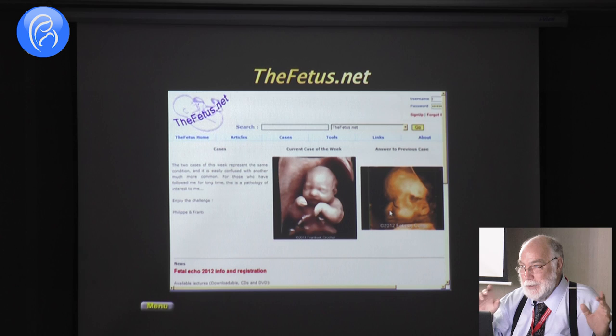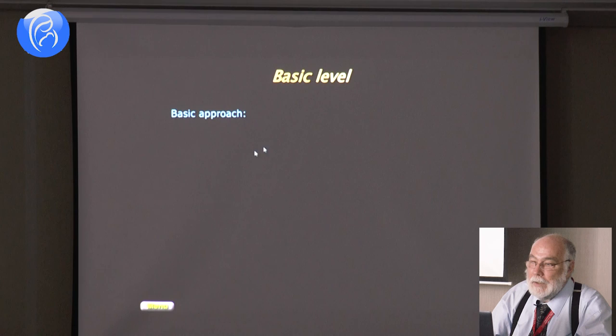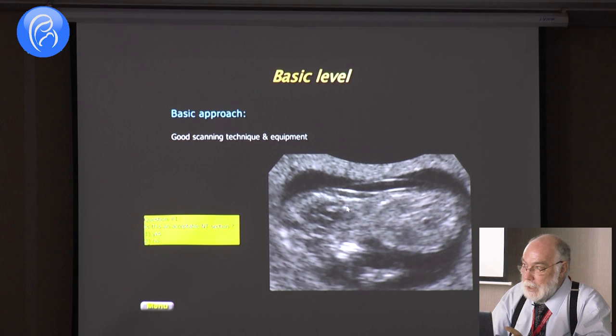So let me go back to putting it all together. And here, there's a basic level to have good scanning technique and equipment. So, is this a good NT scan? Yes, no? No, it's not a good NT scan because it's a leak. So you have to have good scanning technique and good equipment.